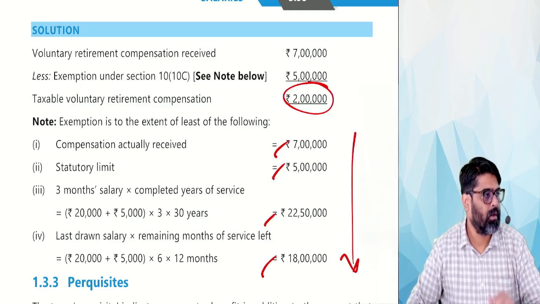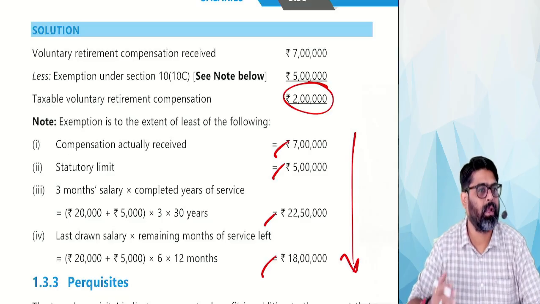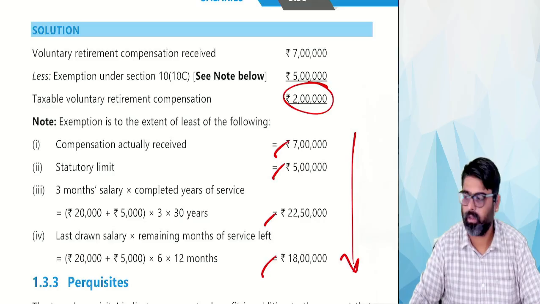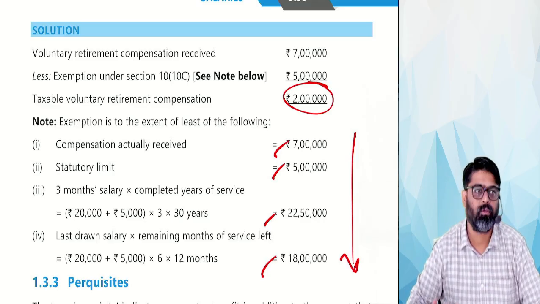Take a small break of half an hour. Okay, then again we'll meet and we'll take a lunch break. So take a small break of half an hour. Half an hour we are meeting and we'll start from perquisite. Okay?